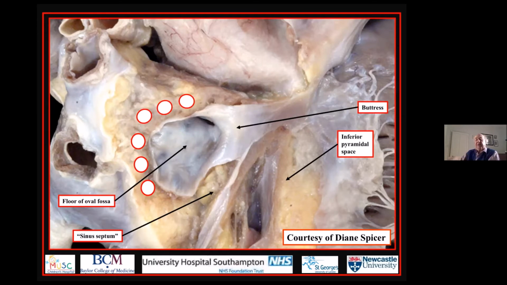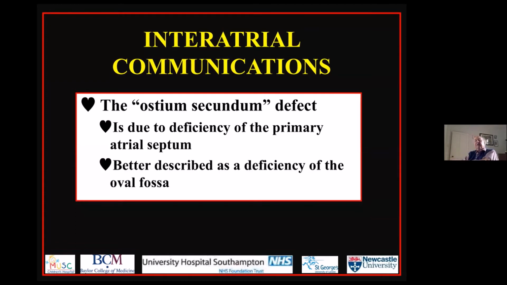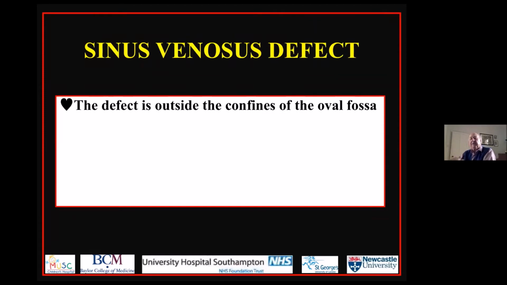Nowadays, of course, you're becoming much more adventurous. So you've been closing so-called ostium secundum defects, and there's no reason why you shouldn't call them ostium secundum defects. You have to remember that the deficiencies within the floor of the fossa, however, are due to deficiency of the primary atrial septum, so they're ostium secundum defects, but they're not septum secundum defects. And I think it's much better, when we're talking about these holes, simply to describe them as deficiencies of the oval fossa.